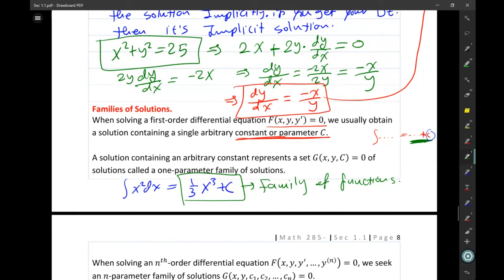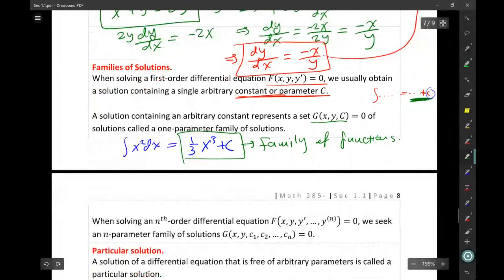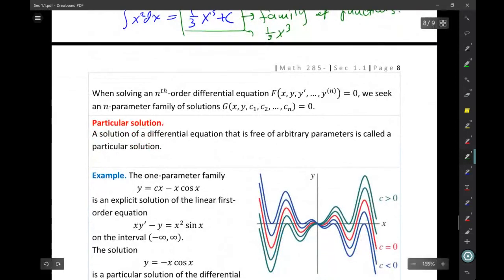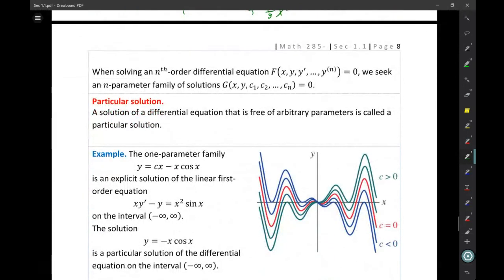But now, the solution containing the arbitrary constant, G(x, y, c) equal to zero, is called a one parameter family of solutions. I mean, if you take c equal to zero, 1/3 x cubed, you took here c equal to zero, this is one parameter solution. And some differential equations, when you solve them, you will use different constants, C1, C2, C3, C4, until Cn.